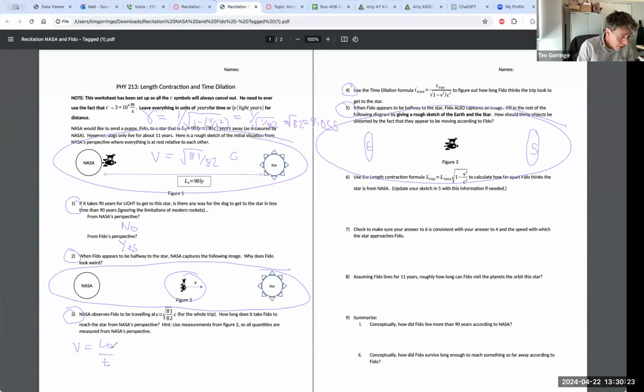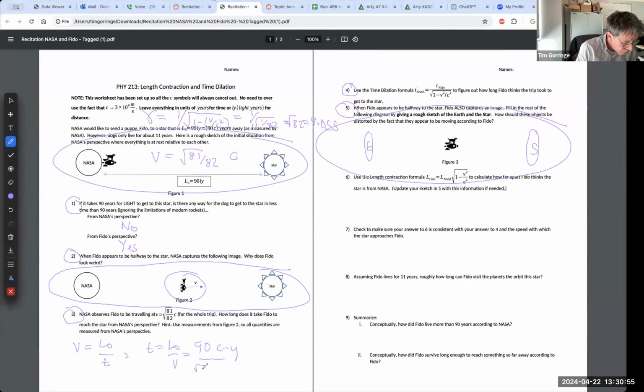So I put a subscript naught on the distance because it's proper distance. I didn't put a subscript naught on time because it's dilated time. We know V, we know L naught. All I've got to do is rearrange this for the time that is taken. So it's going to be L naught over V. And then I just have to fill in the 90 light years, I'll call it c years, the light years, divided by, what is the velocity?